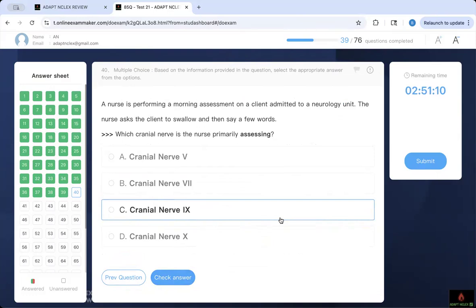A nurse is performing a morning assessment on a client admitted to the neuro unit. The nurse asks the client to swallow and then say a word. So speech and swallow. Which cranial nerve is involved with speech and swallow?